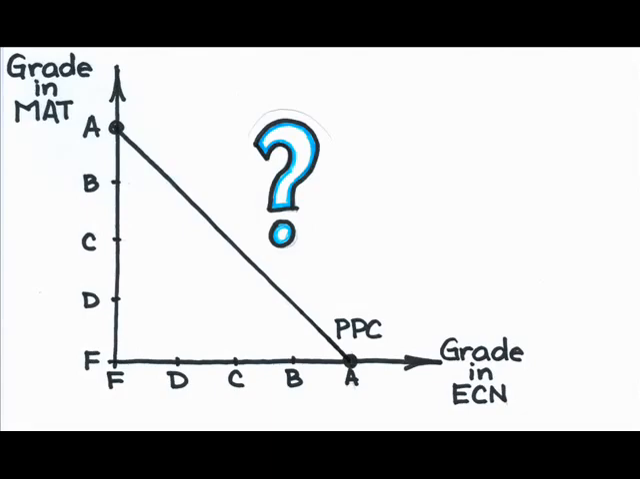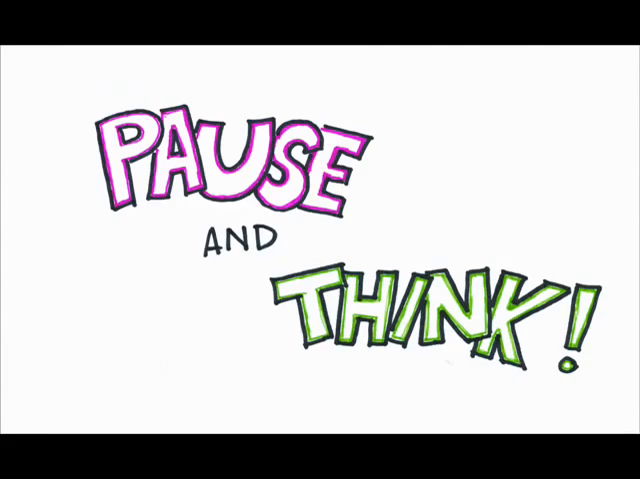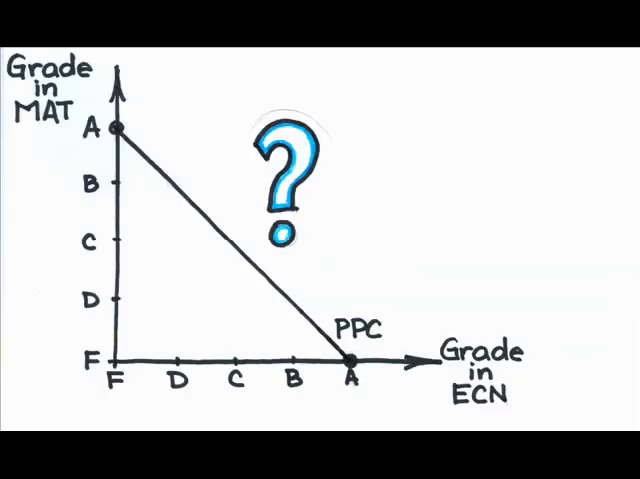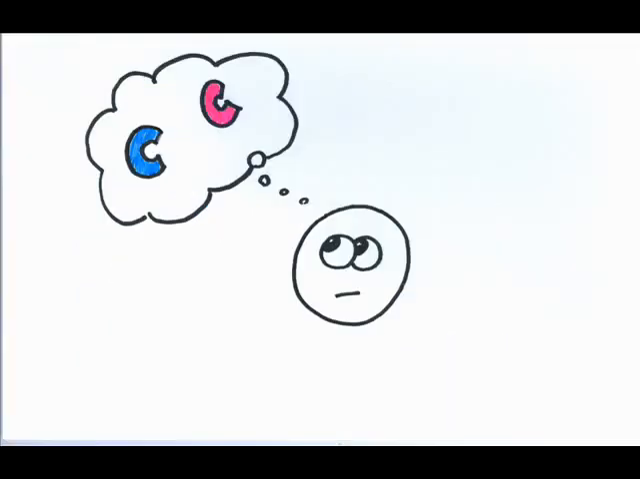Now for the normative question, what combination will the student choose? What point will the student choose? Well, it depends on the decision maker. A student might choose a C in both classes because at least they'd be passing both classes. But what if the GPA in your major matters more than your overall GPA? If you're a business student, you might choose a B or an A in economics over a passing grade in math.